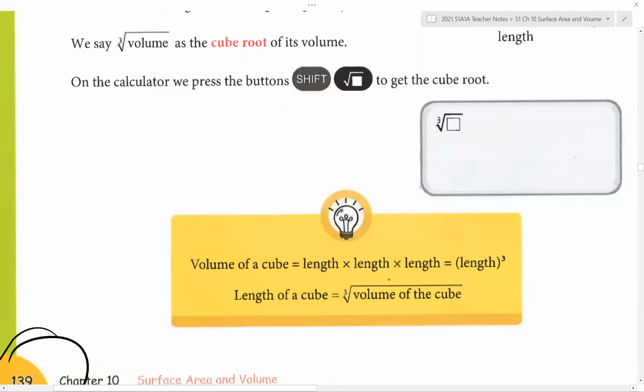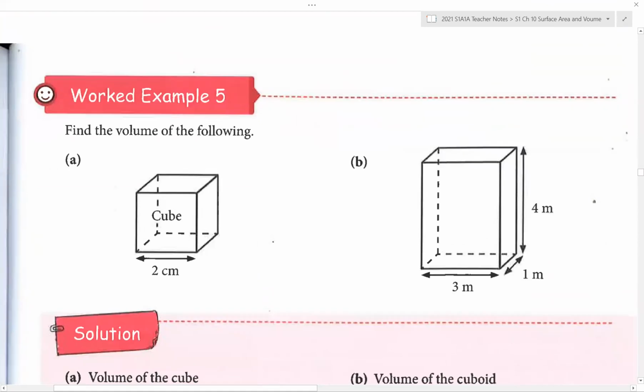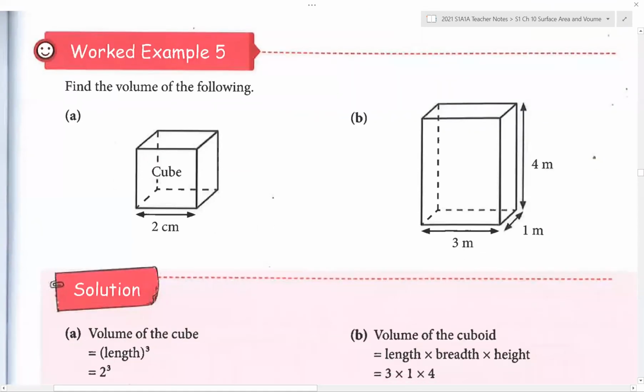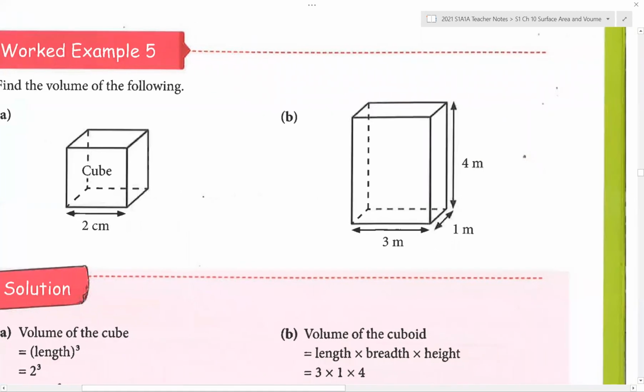Okay, then let's try some question first. Part A. Okay, there are two questions over here. Which one do you want me to do for you? And then you do the other one yourself. Do you want me to do A or B? Who wants me to do A? Raise your hand. Who wants me to do B? Raise your hand. Okay, I'll do B. Then you will do A.